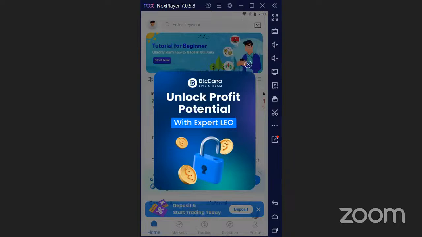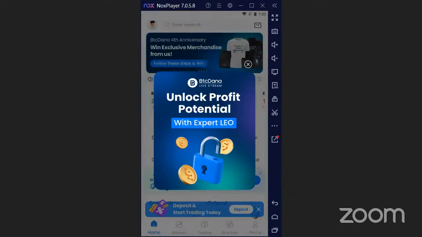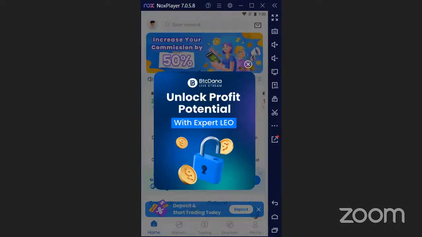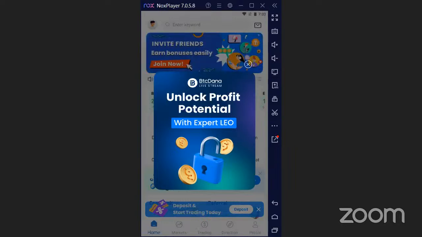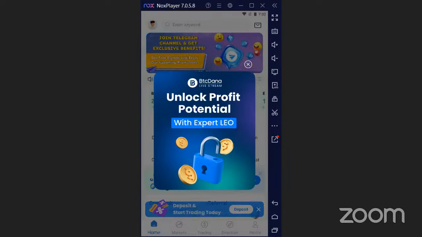Okay, so this is our second session. As I've said before, in this session I'll be guiding the newbies on how to start trading the Forex market using the BtcDana app. My name is Leo, and I remain your guide.